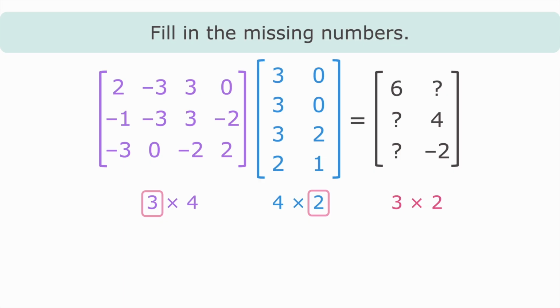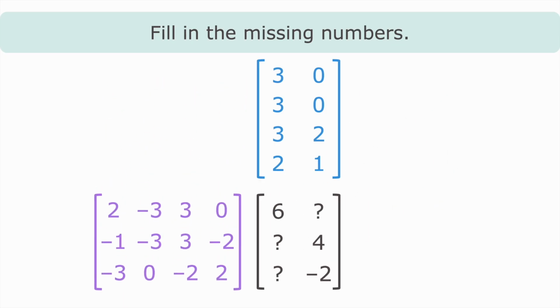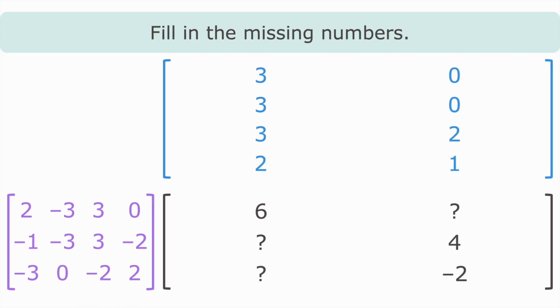This time, some of the values are already filled in. Let's stack our factors and fill in the missing entries in the product matrix. We'll spread this out to give us some space to do calculations. Our first missing entry is in row 1, column 2 of the product. So it will be equal to 2 times 0 plus negative 3 times 0 plus 3 times 2 plus 0 times 1. This is equal to 6.